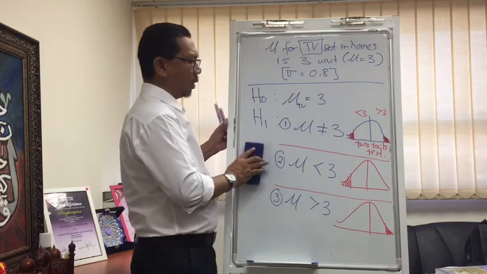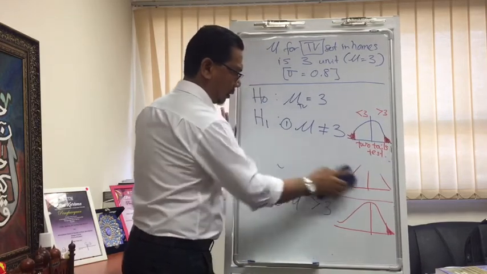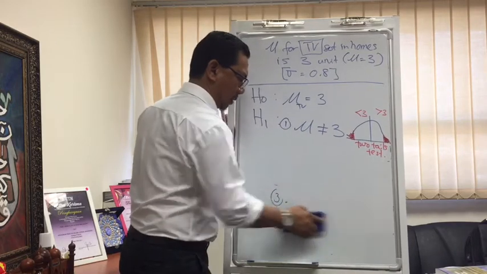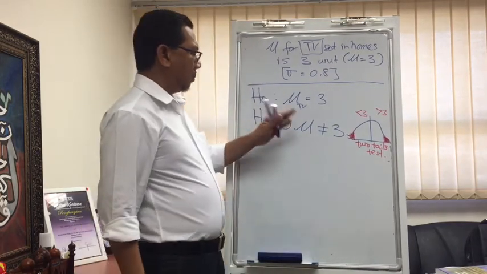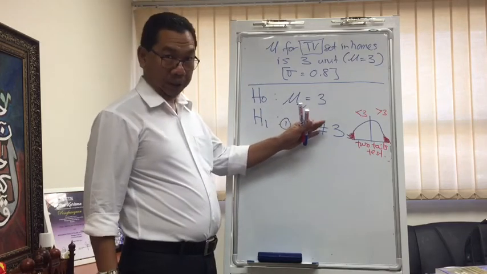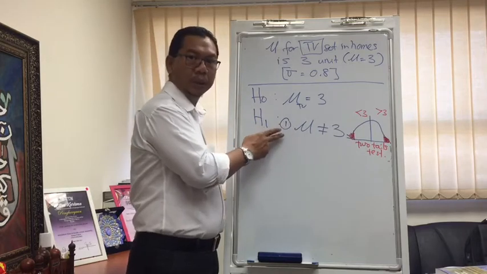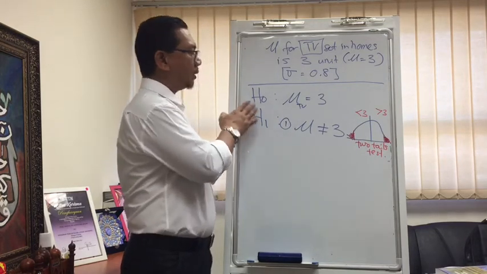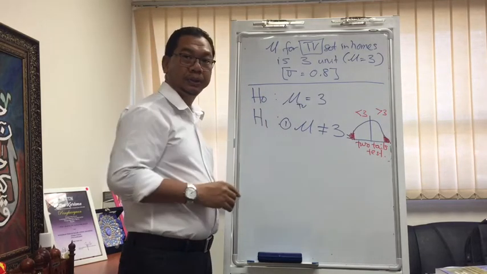Let's say now we believe as researchers that the mean is not equal to 3. It can be more, it can be less. So we are going to prove our belief. So the first step is already done, which is to state the hypothesis.